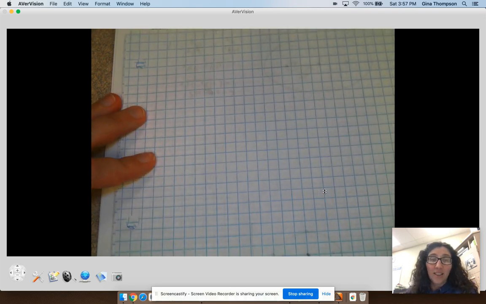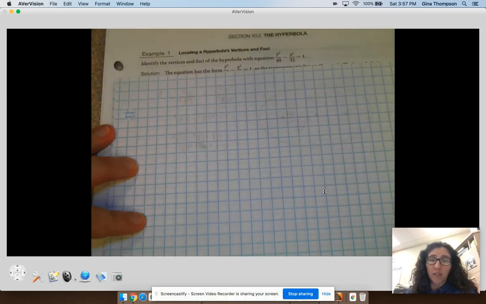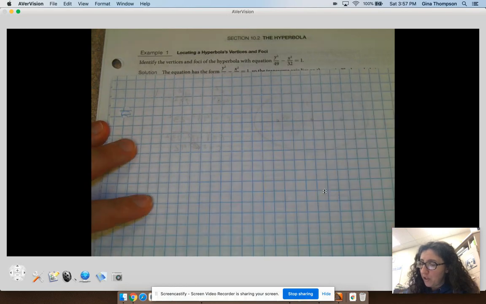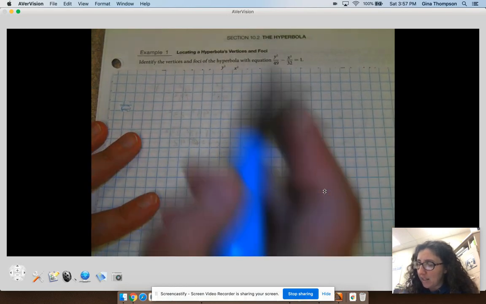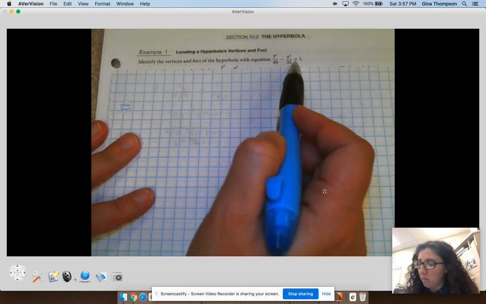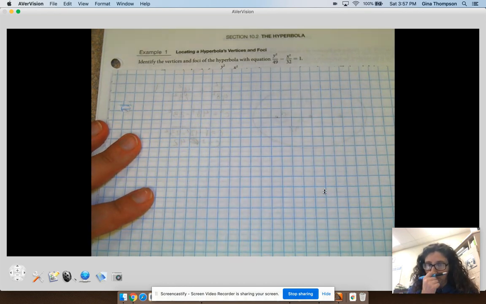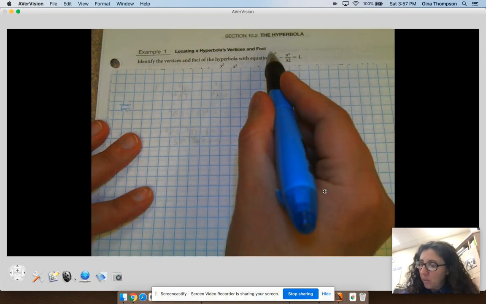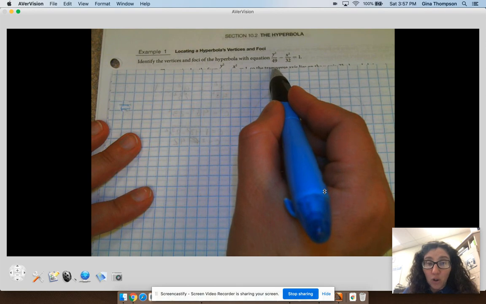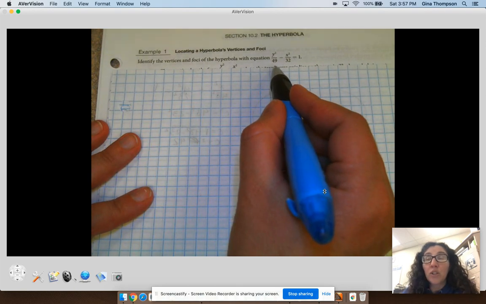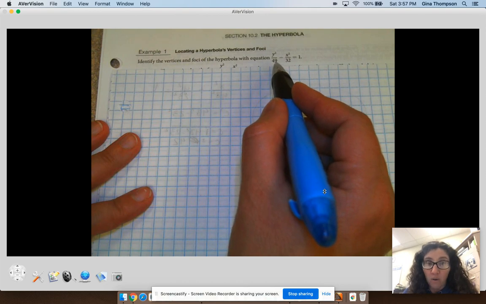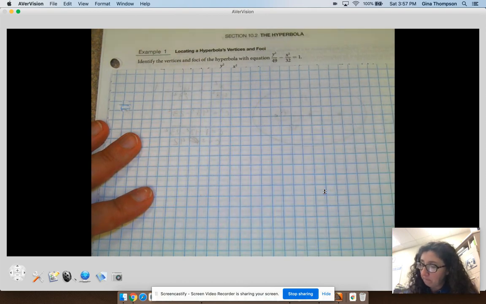All right, let's do some examples with hyperbolas. First example, identify the vertices and foci of the hyperbola with this equation. Okay, so let's see, we have y squared is the positive term. So that tells us that our transverse axis is going to be the y-axis. This is going to open up and down, right?